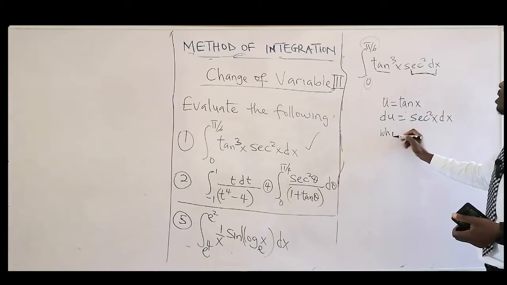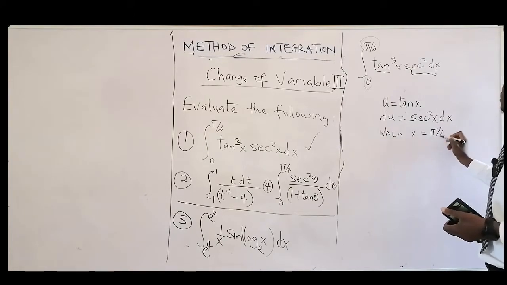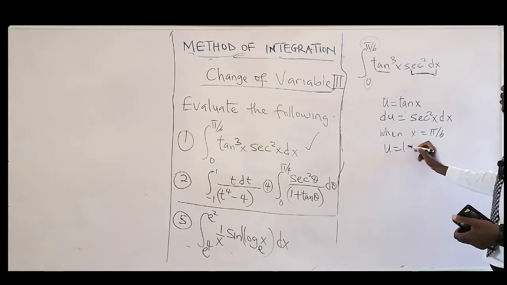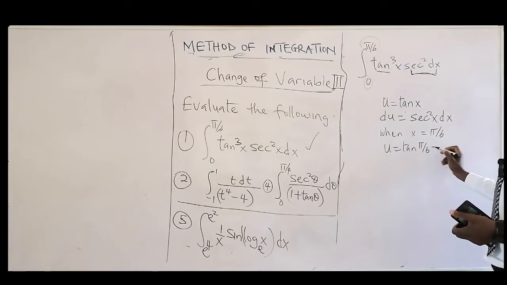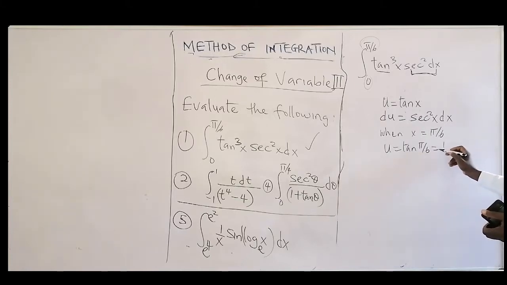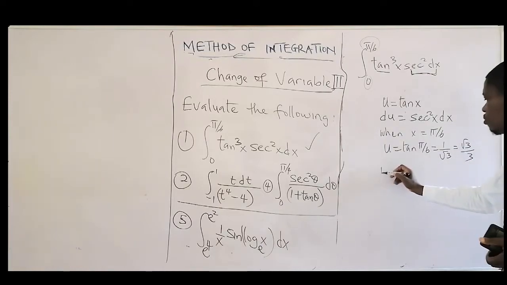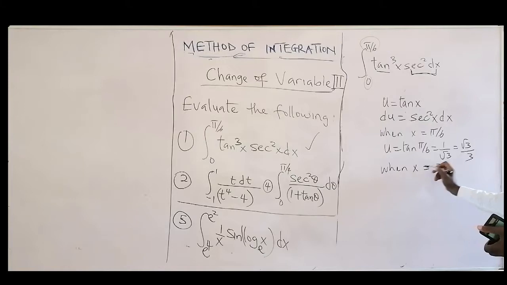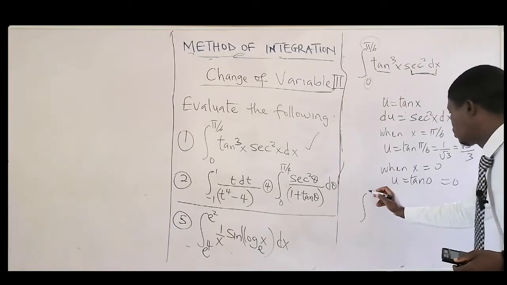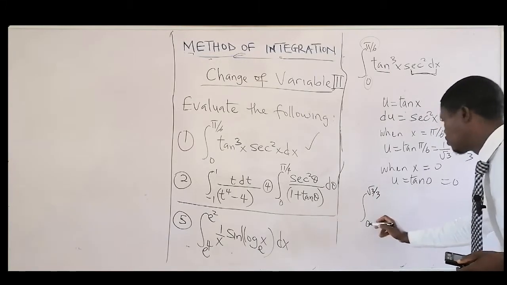When x is pi over 6, let's get u. u will equal tan pi over 6, which is 1 over root 3, which is root 3 over 3. When x is 0, what will be u? u will be equal to tan 0, so that's 0 also. Now the upper limit becomes root 3 over 3 and the lower limit becomes 0.